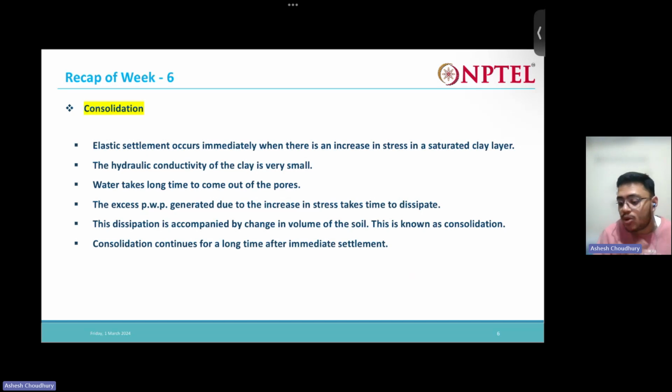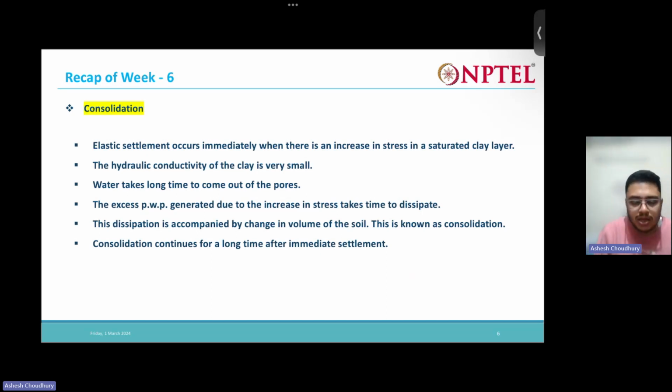But what if the soil is a clay, that is a fine grained soil? Say the clay is saturated. So in a saturated clay, what happens? The pores are very tiny, and that's why the hydraulic conductivity of clays is very low. The hydraulic conductivity, or the coefficient of permeability, of the clays is very small. So the water takes an extremely long amount of time to pass through the pores.